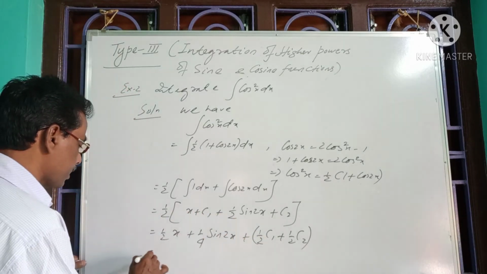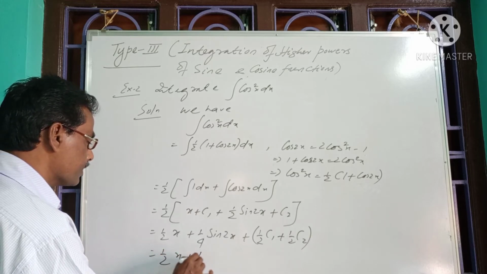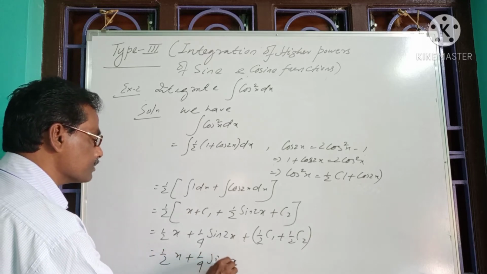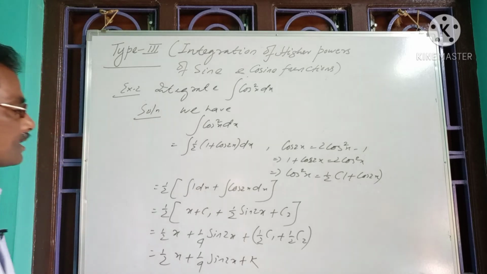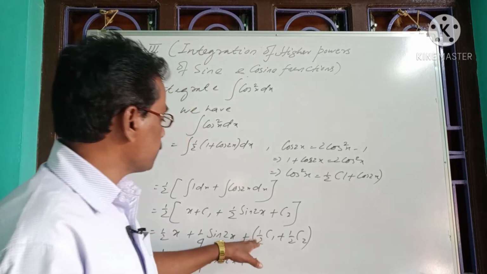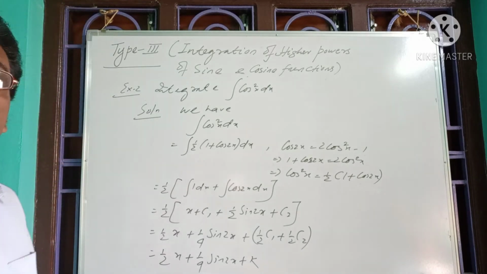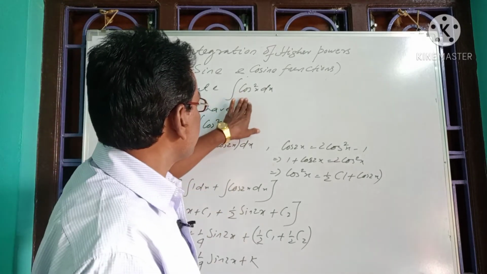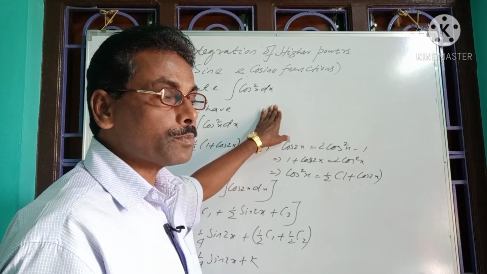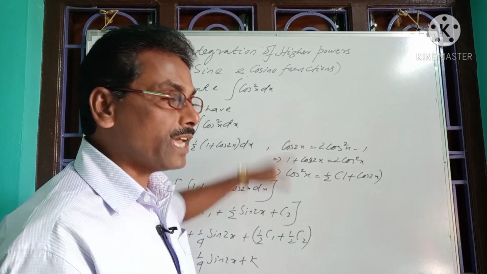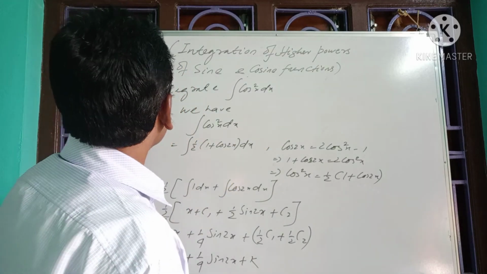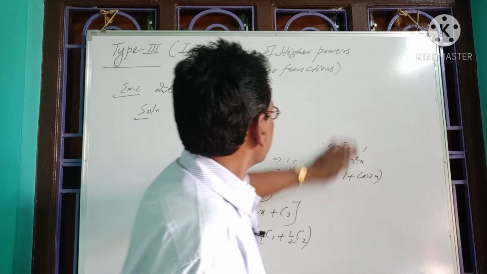So again simplifying, we have half into x plus 1 by 4 sine of 2x plus k, where k is the constant of integration, in place of half c1 plus half c2. So now the integration is over. But this integrand cos square x can also be integrated by the process of type 1. So let us follow the type 1, that is the alternative method of how to integrate cos square x.